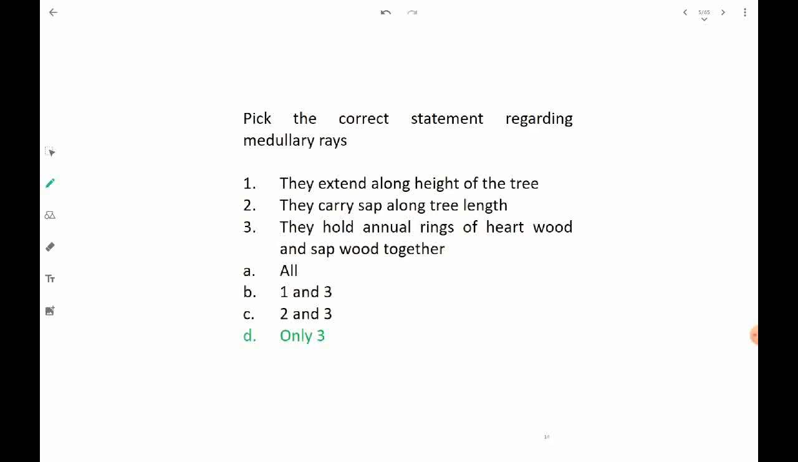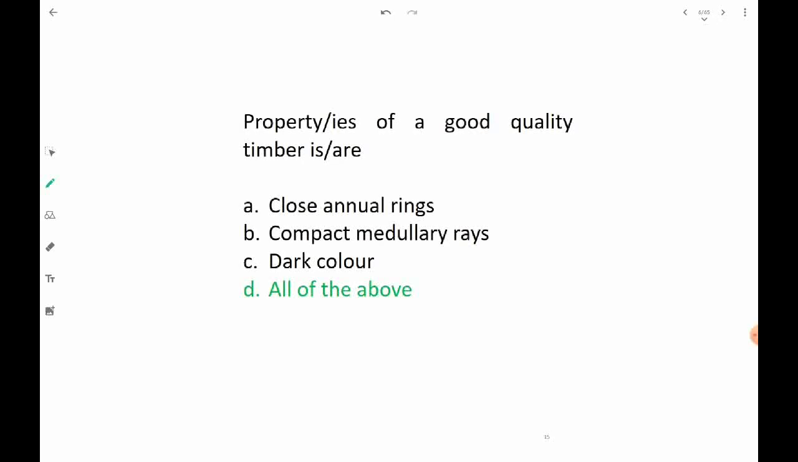Only statement number 3 is true regarding the medullary rays, that is, they hold annual rings of heartwood and sapwood together. Then, the properties of good quality timber are: they have close annual rings, they have compact medullary rays, and they are dark in color.